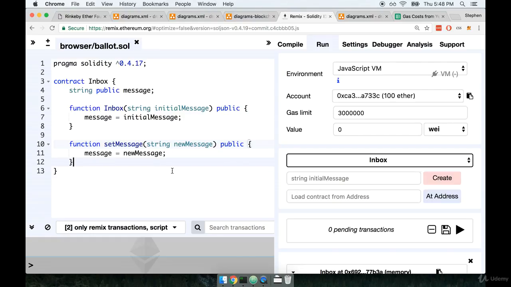Now that we have a better sense of what Wei is and how it relates to Ether, we can move on to talking about the gas system in Ethereum.